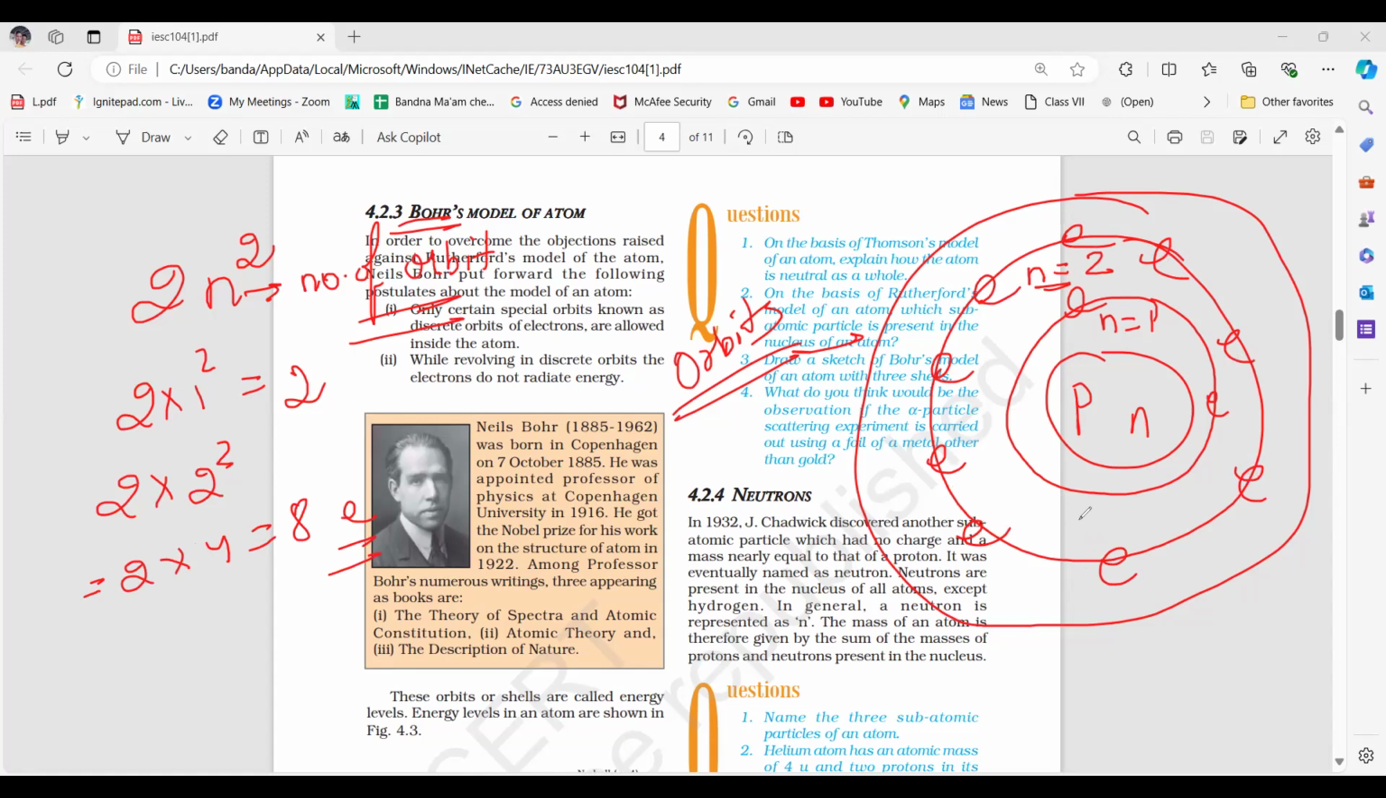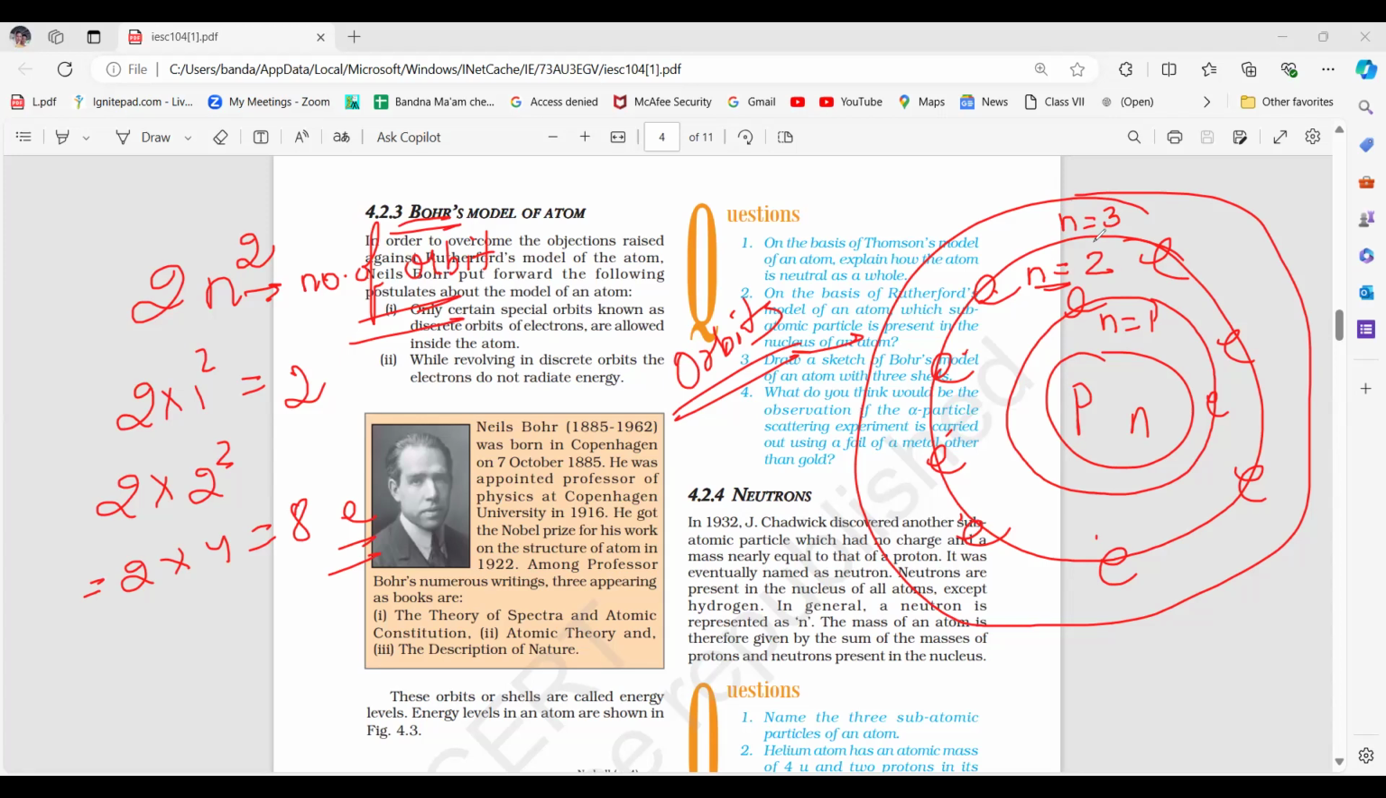1, 2, 3, 4. 1, 2, 3, 4. I mean, 9 electrons. So the first orbit holds one electron and the second orbit holds two. Now tell me, if we are going to the third orbit, how many electrons can the third orbit hold? 18. Correct answer. Understood now?